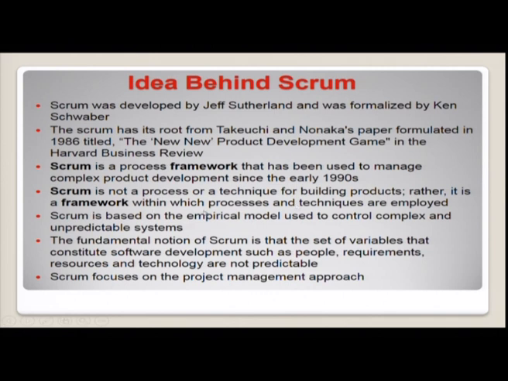Scrum is based on the empirical model used to control complex and unpredictable systems. The fundamental notion of Scrum is that the set of variables that constitute software development, such as people, requirements, resources, and technology, are not predictable. Scrum focuses on the project management approach. So this is the idea behind Scrum, in which Scrum is a people oriented approach rather than a process oriented approach. It depends on people.